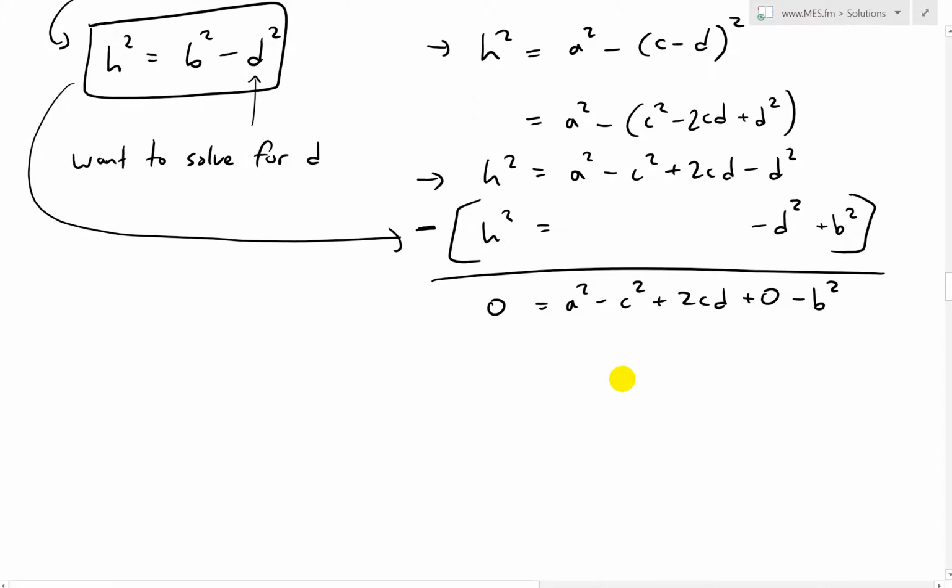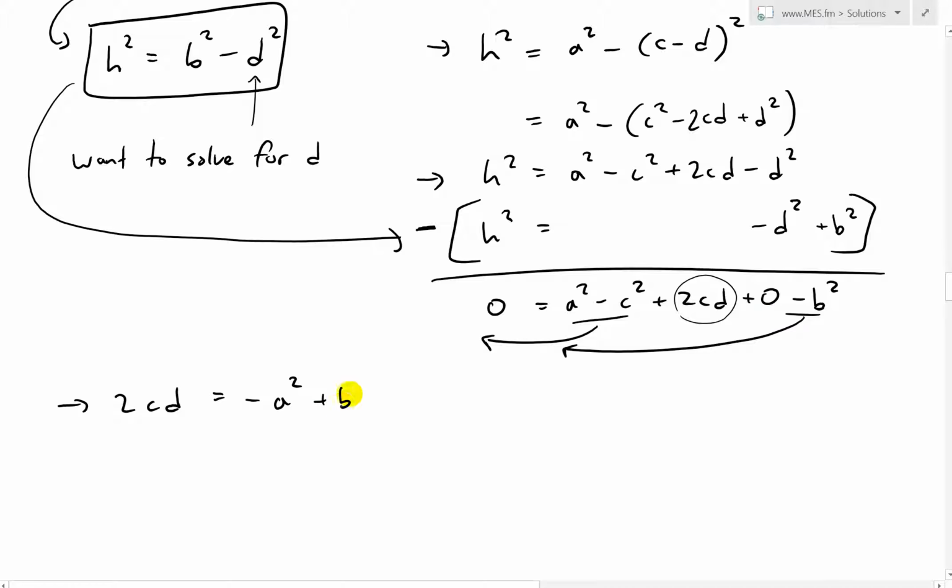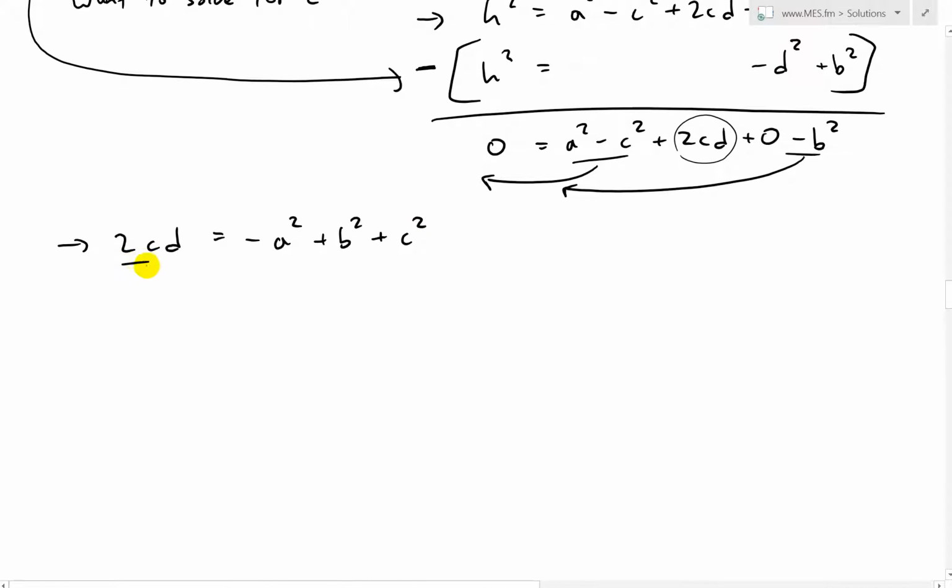And now what we could do is move this and this over to this side so that we have this by itself, like that. So this one's going to be by itself. So what we have is 2cd, because now we just want to solve for d, remember that? This equals, this is going to be negative there, so we'll put a negative a squared, put this in front, so negative b squared subtracted, it's going to be positive b squared, negative c squared is going to be plus b squared. And now what we could do is just divide by 2c on both sides, so we get d like this. D equals negative a squared plus b squared plus c squared over 2c, like that.